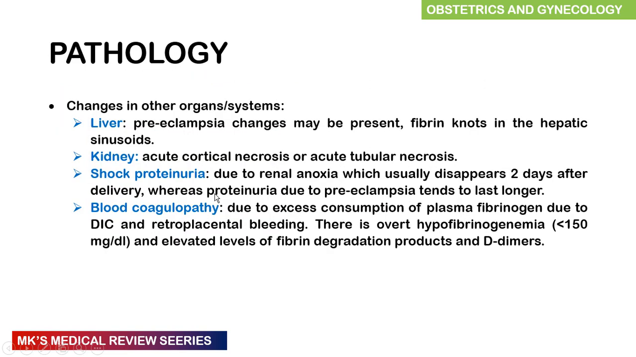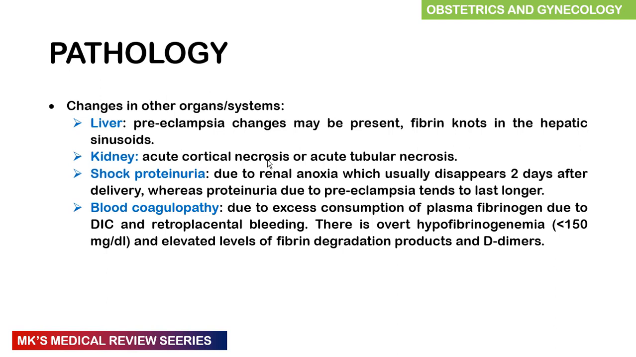Now, what about the other systems? How are they affected? Remember that in the liver, you may see these features of preeclampsia if they are present. So you may see these fibrin knots in the hepatic sinusoids. In the kidneys, there may be acute cortical necrosis or acute tubular necrosis. You may develop shock proteinuria, which is obviously due to renal anoxia, which usually disappears 2 days after the delivery. Then the proteinuria may be due to preeclampsia and may actually last a bit longer.